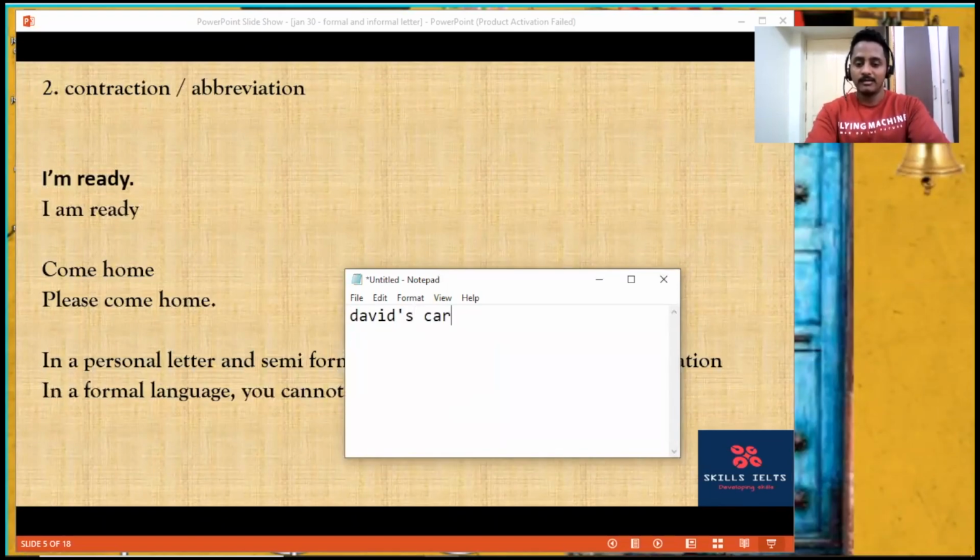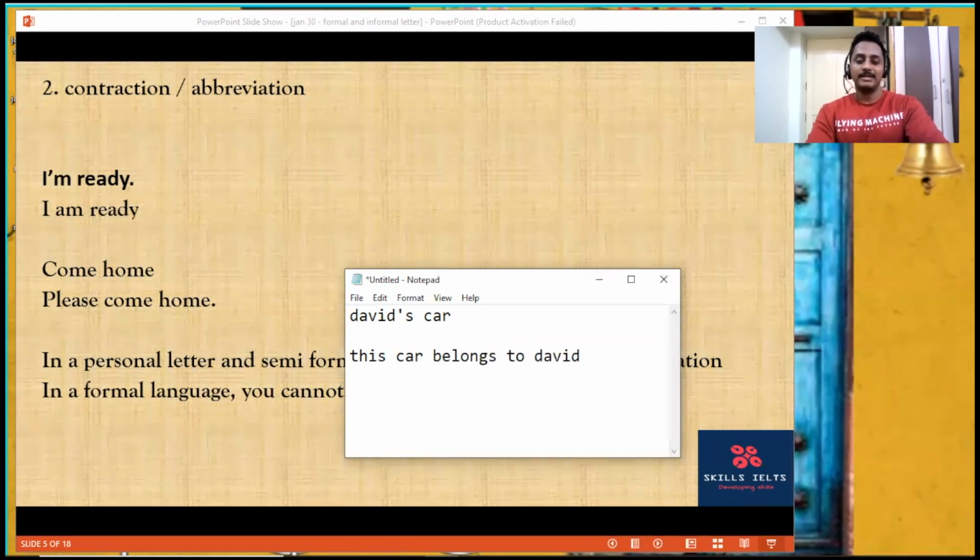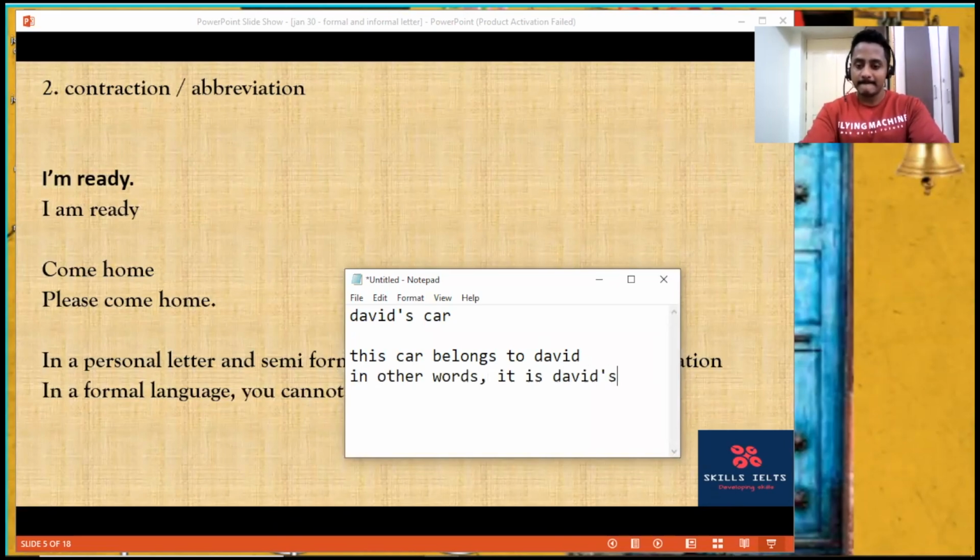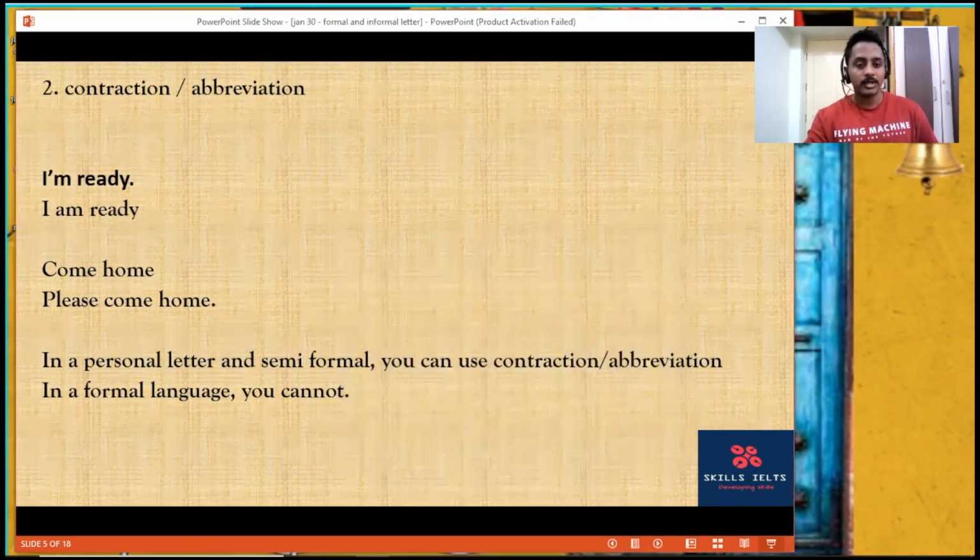This is not a contraction. It means this car belongs to David. In other words, pay more attention. It is David's car. This apostrophe is different. This is not abbreviation or contraction. Don't get confused. Hope it is clear. Any doubts you have, you can let me know.